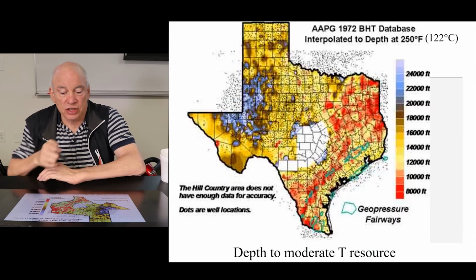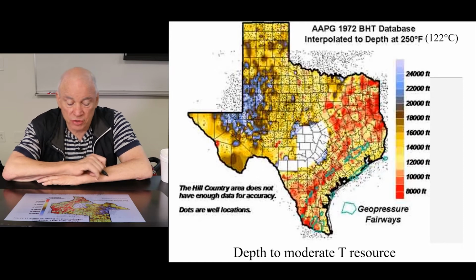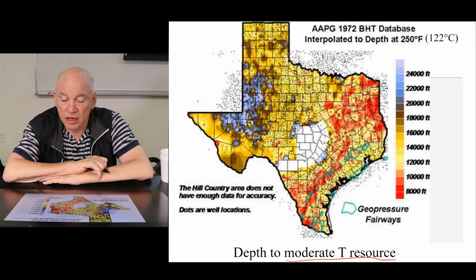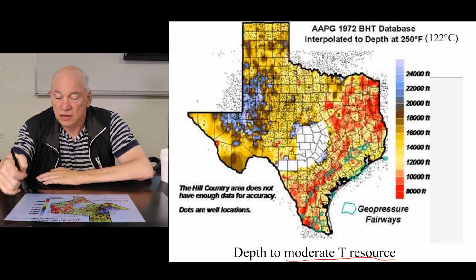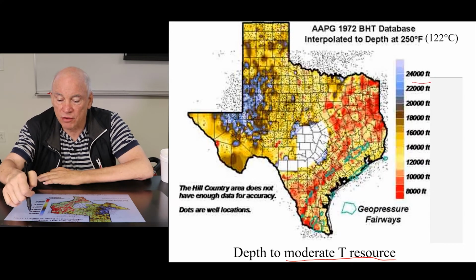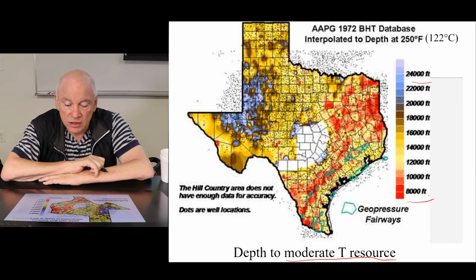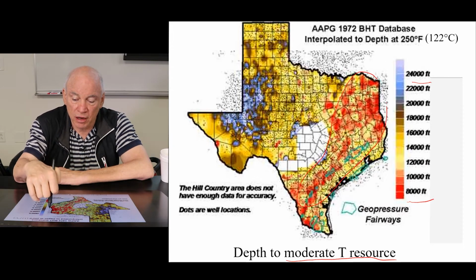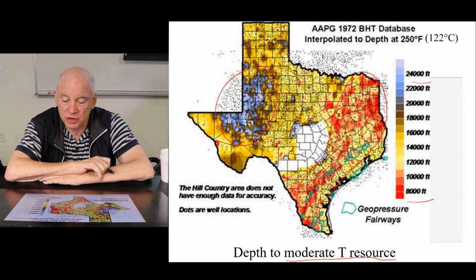So this is a temperature map of the state of Texas, and what it's showing you is how deep you have to go to what's called moderate temperature resources, on the order of 90 or 100 degrees. And you can see, this is 2,400 feet, and this one is 8,000 feet, or almost a mile and a half. So you can see that East Texas has much more geothermal resources than West Texas, where you have to drill deeper to get to the same temperature.